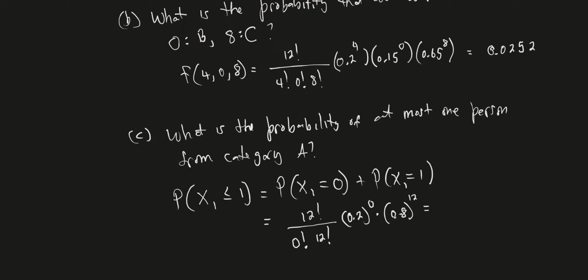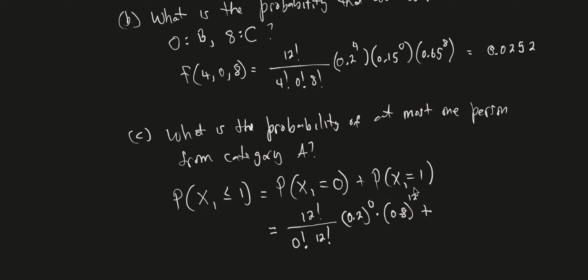So it basically comes out to be 0.8 to the 12th power, and if we round that to 4 decimal places, we get 0.0687. Well, actually, what I should do is, this is not equal to that. This is just the probability that x is 0. So let's add the probability that x is equal to 1.